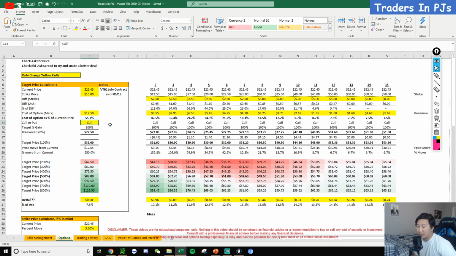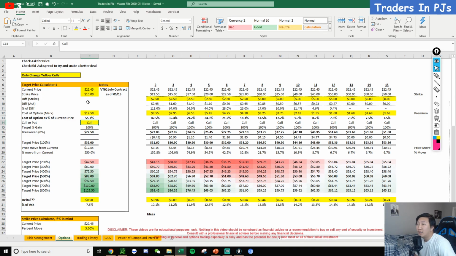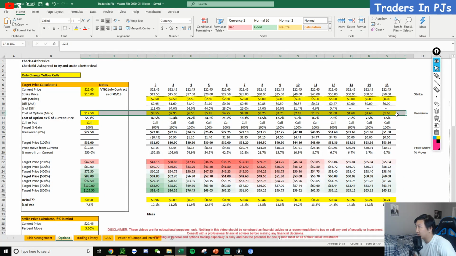So this is a call or a put. If I put this as a put, you'll see that everything switches around, and instead of adding to the strike price, it will subtract from the strike price. Hopefully that makes sense. Okay, and the current price is 22.45. It moved a little, which is why all the mark prices moved. But as I was preparing this, the current price was 22.45.